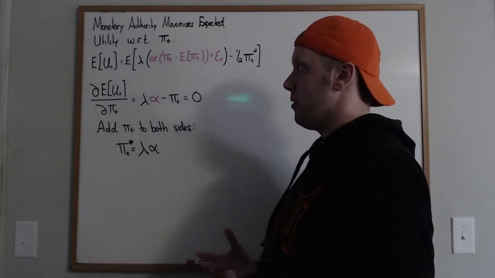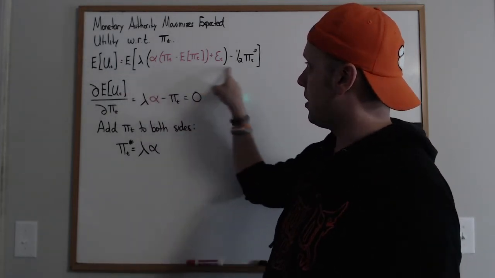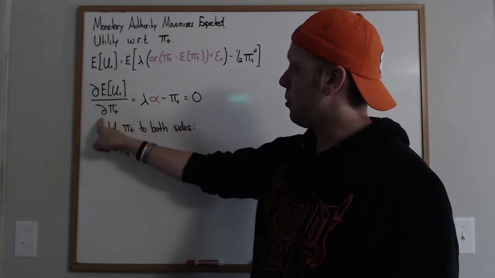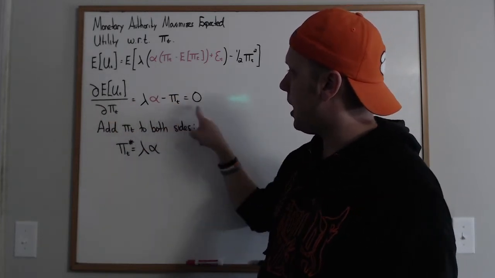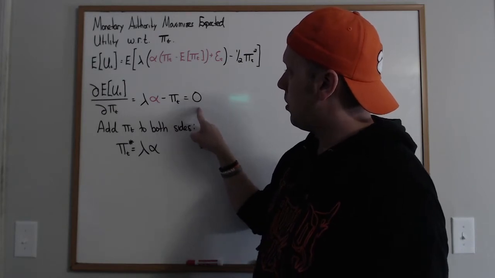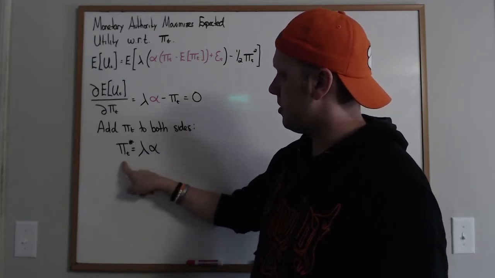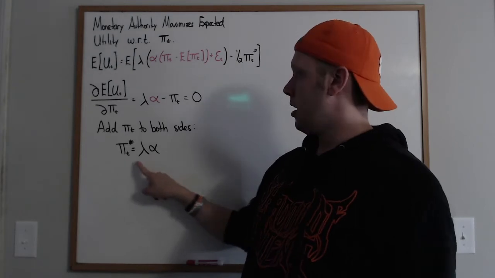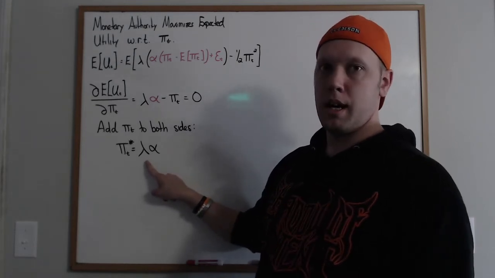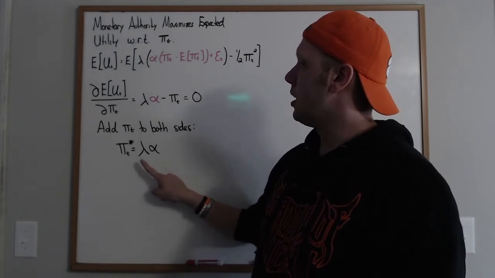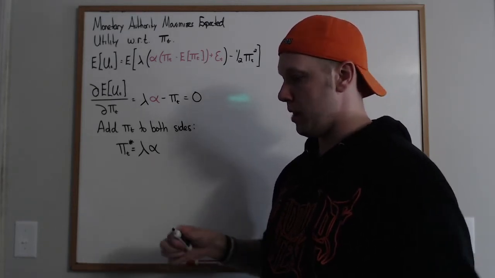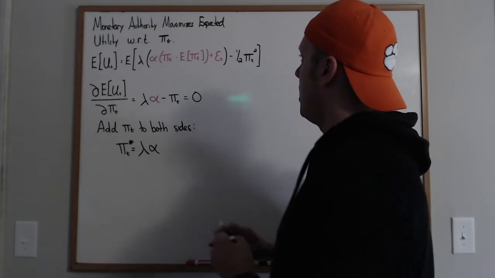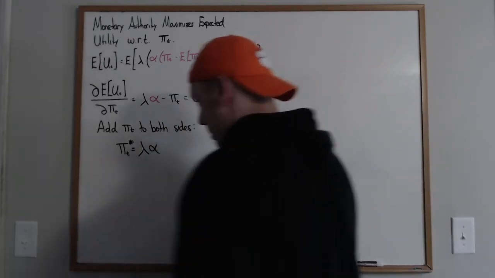So we take the derivative of their utility function, right? We take the derivative of this with respect to inflation, which gives me lambda times alpha minus pi equals 0. When we add pi to both sides, I just get the optimal inflation rate being equal to lambda times alpha. All right, so let's think about what this means in a more intuitive sense before we go any further with the model. What does this mean?